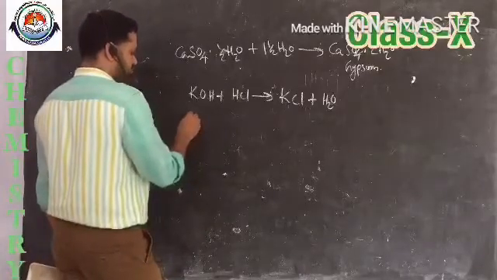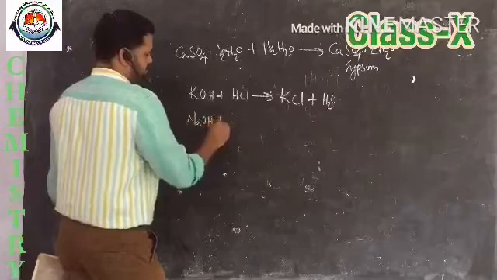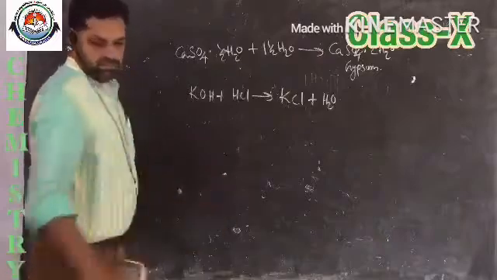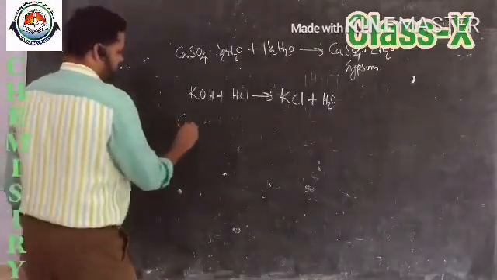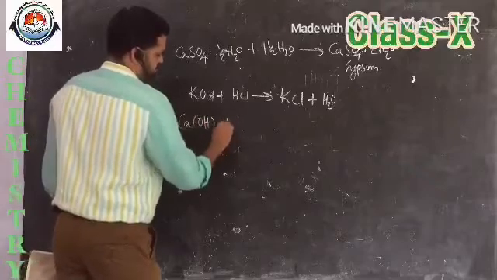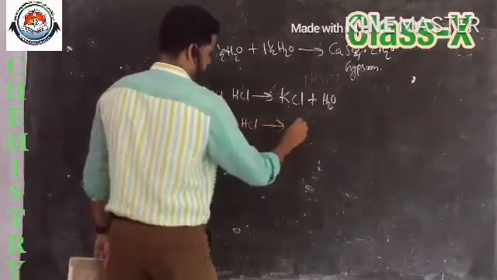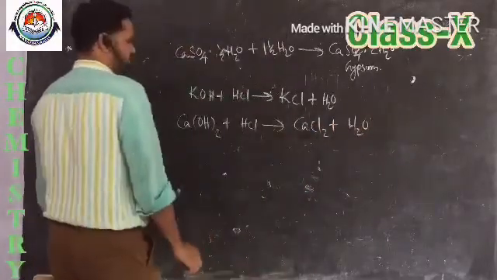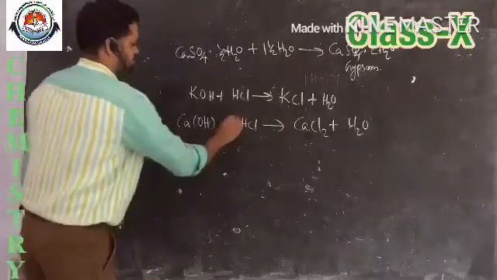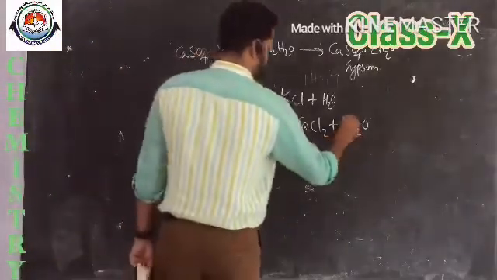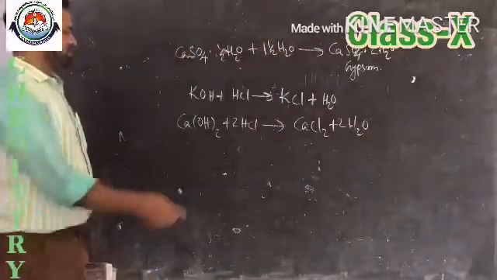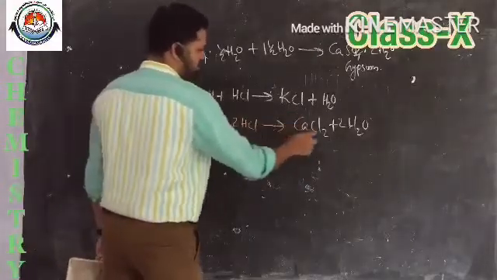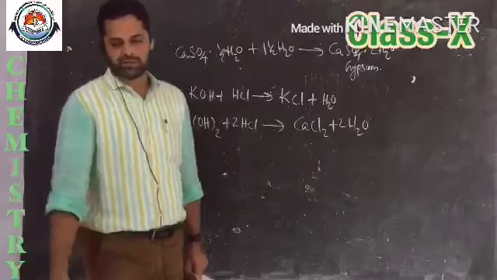Then NaOH plus HCl. Okay, take another example. Calcium hydroxide plus HCl gives CaCl2 plus H2O. So here you can see this is a base, this is an acid; acid plus base gives salt plus water. That is called a neutralization reaction. Okay.